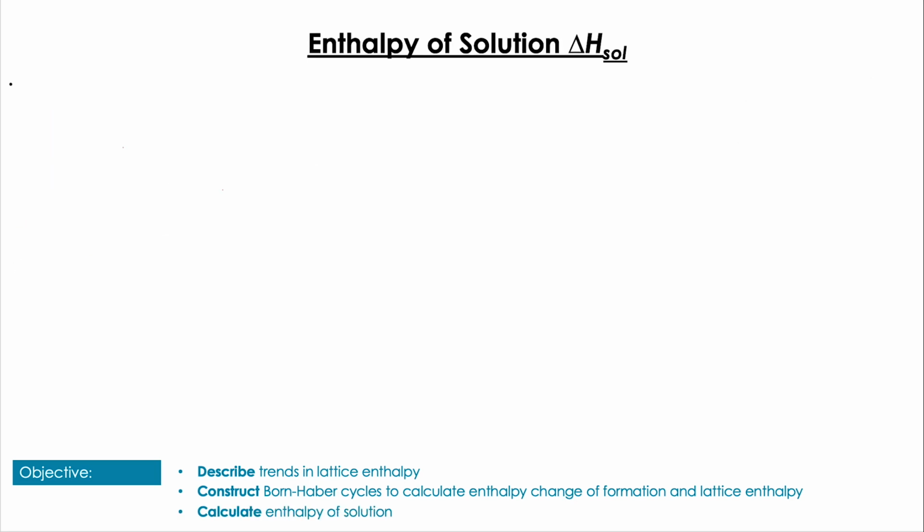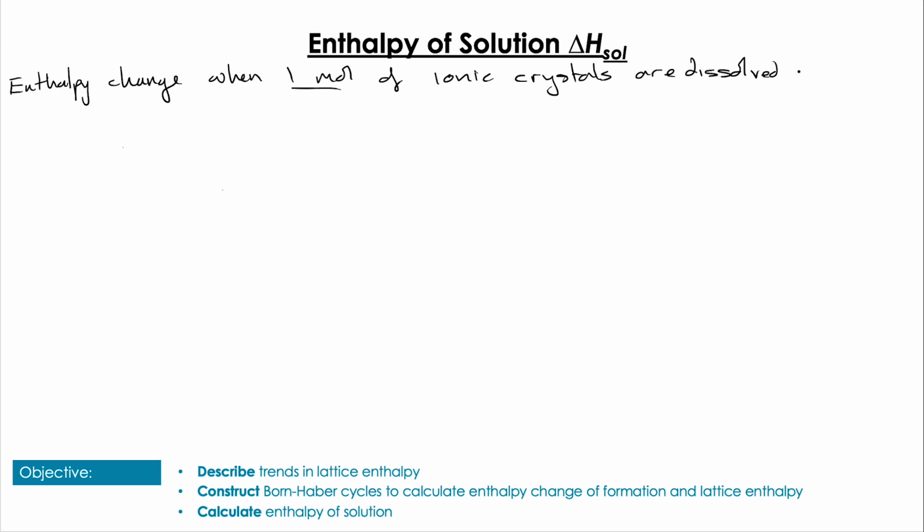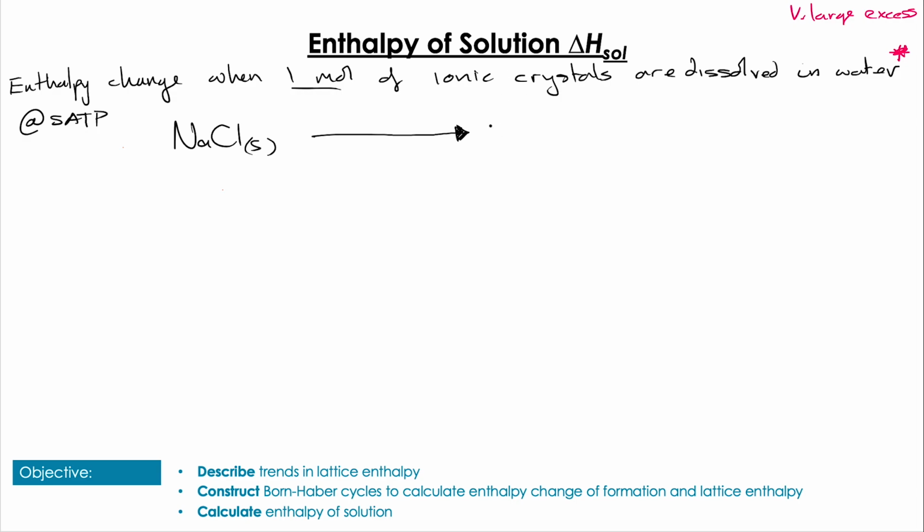Awesome. So using what we've learned now, we can have a look at the enthalpy of solution. So the enthalpy of solution is the enthalpy change when 1 mole of an ionic crystal substance is dissolved in excess water. And when I say excess, I mean technically this should be an infinitely large amount of water, but it's just a really, really large excess at standard temperature and pressure. So an example of this would be NaCl goes to Na plus aqueous plus Cl minus aqueous.